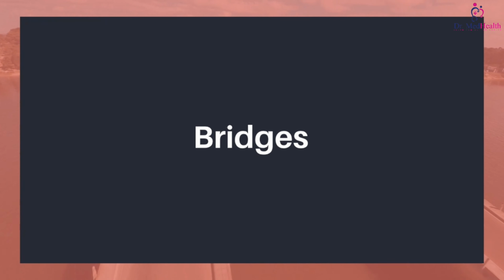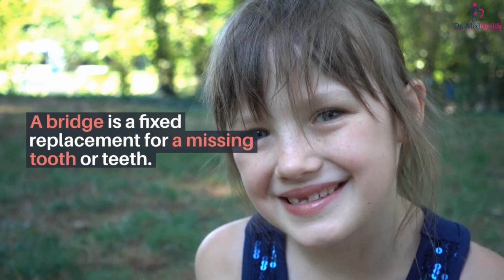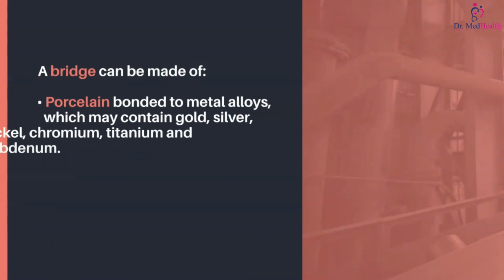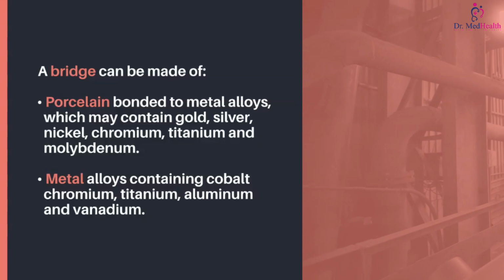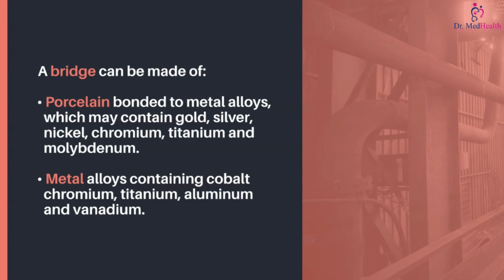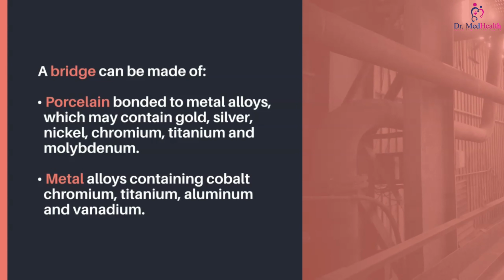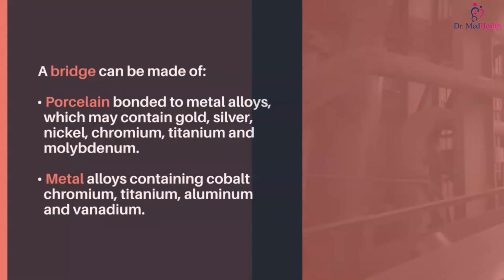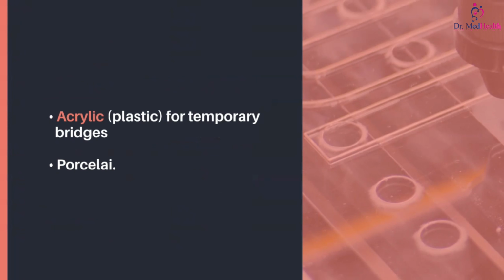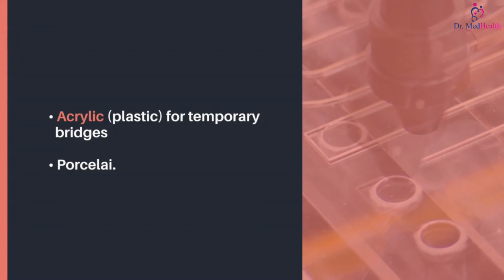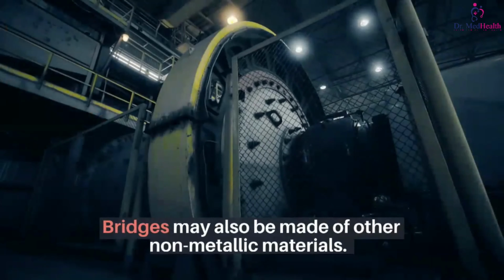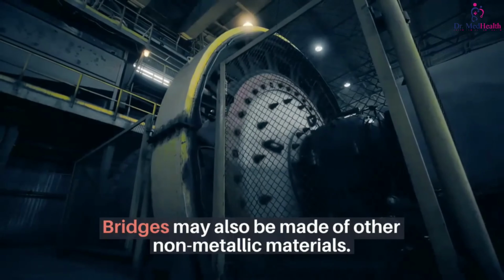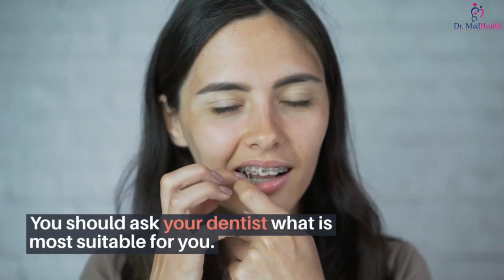Bridges. A bridge is a fixed replacement for a missing tooth or teeth. A bridge can be made of porcelain bonded to metal alloys, which may contain gold, silver, nickel, chromium, titanium and molybdenum. Metal alloys containing cobalt, chromium, titanium, aluminum and vanadium. Acrylic plastic for temporary bridges. Porcelain. Bridges may also be made of other non-metallic materials. You should ask your dentist what is most suitable for you.